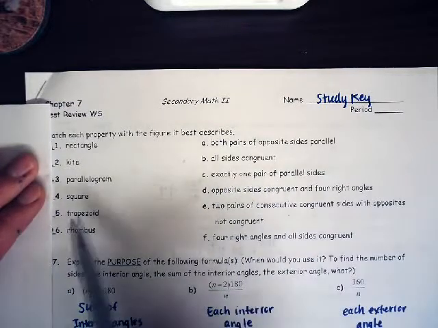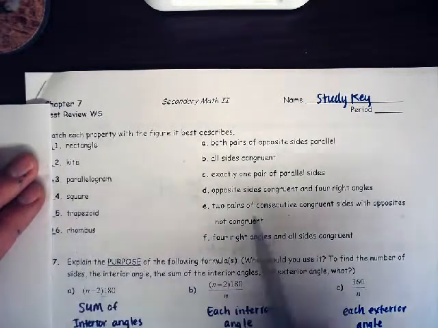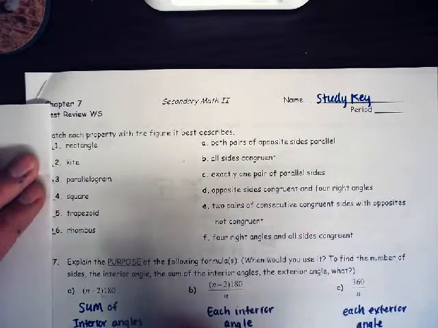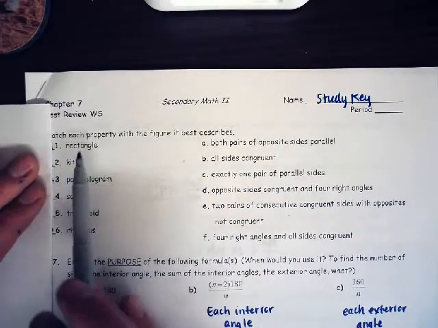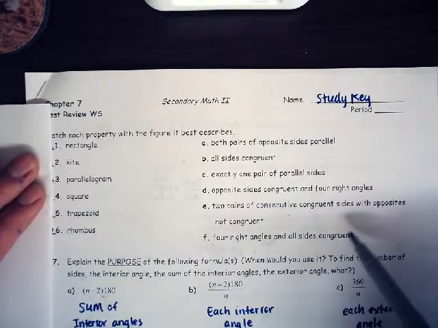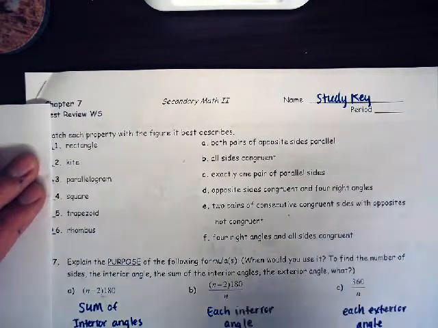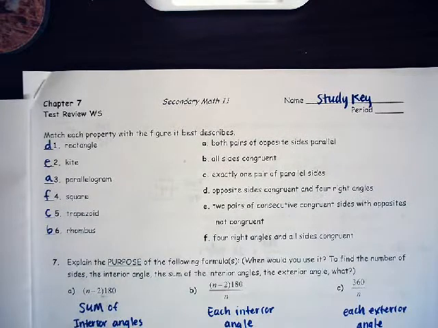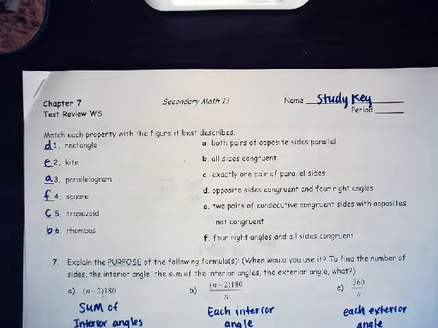Exactly one pair of parallel sides, that's going to match up with a trapezoid. Opposite sides are congruent and has 4 right angles. That matches up with a rectangle. 2 pairs of consecutive congruent sides with opposite sides not congruent. That is a kite. And then 4 right angles and all sides congruent is a square. So here's the answers that match up with that.